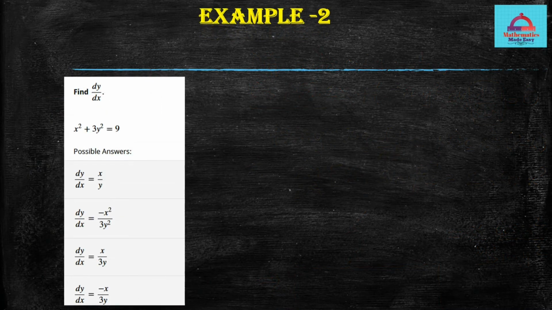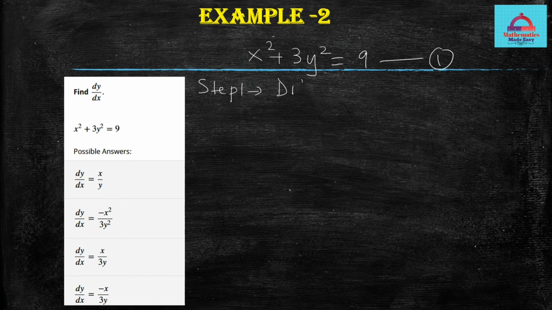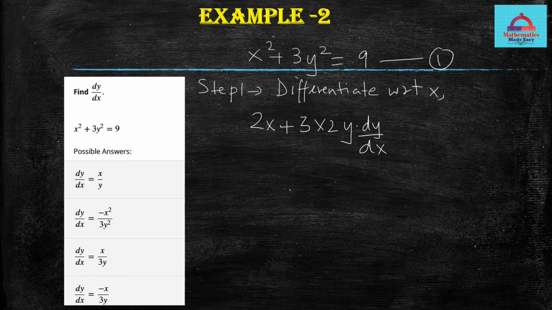Let's now do another important AP Calculus AB question on implicit differentiation. Here the given equation is x square plus 3y square equal to 9, and in step 1 we are going to differentiate this equation with respect to x. So let's do that. Differentiate with respect to x. You're going to get 2x here and 3 times 2 times y with dy by dx. Here you have a constant 9 and the derivative of a constant is 0, so you don't have anything left on the right side.